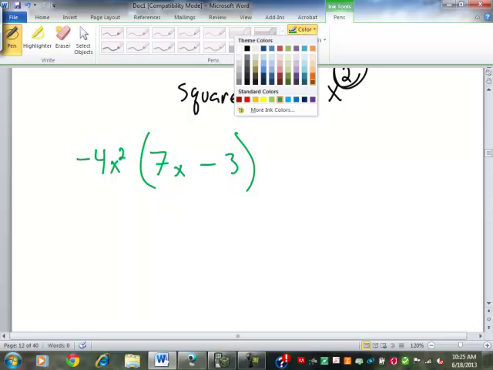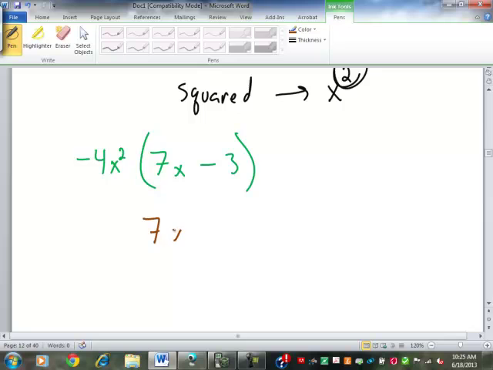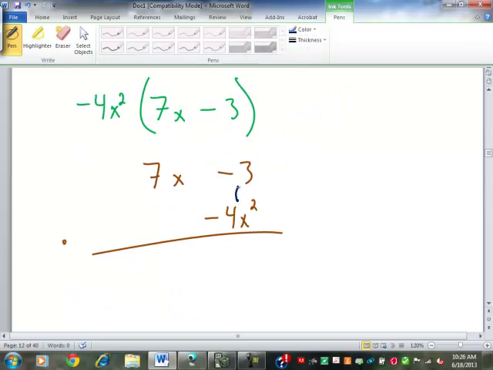So here again, we're just going to write this out. 7x, negative 3, times a negative 4x squared. So now we just do the negative 4x squared times negative 3. What's negative 4 times negative 3? Careful. A negative times a negative will be positive, and 4 times 3 is 12. Now the x squared doesn't multiply anything, so it's just x to the second power, x squared.